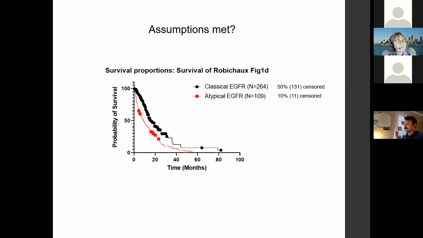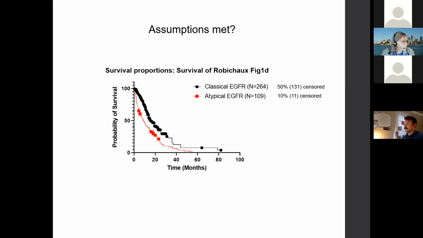But I just wanted to take a little short step here and look at whether the assumptions are met. I plotted it out. Here's the curve, and you can see that they don't cross. So probably we can assume that the risks are fairly constant. There's kind of a proportionality to the relationship of the survival curves. So I think that's probably okay.